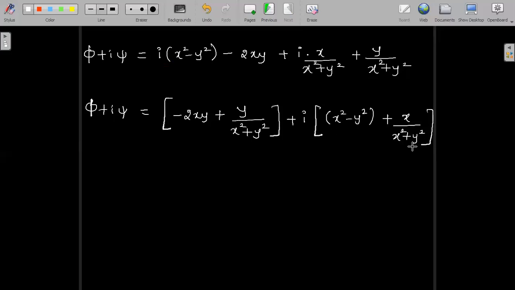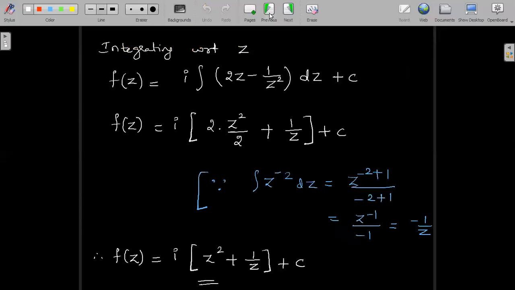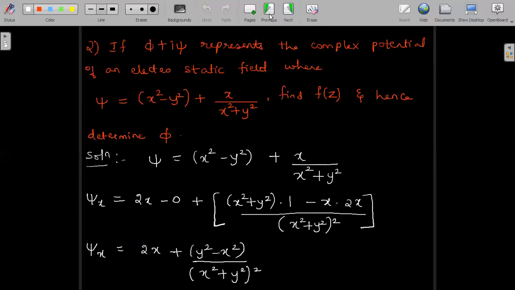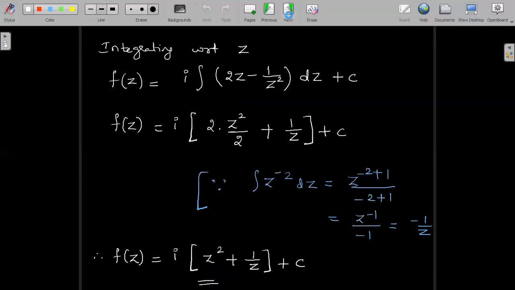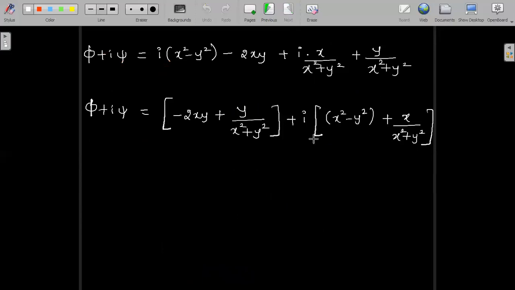And this was our given psi, no? The given psi was x square minus y square plus x divided by x square plus y square. Right, this was our given psi. So we have arrived at it correctly. Now this will be equated to 5. Our aim was to obtain the value of 5.